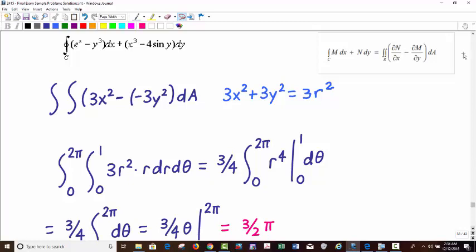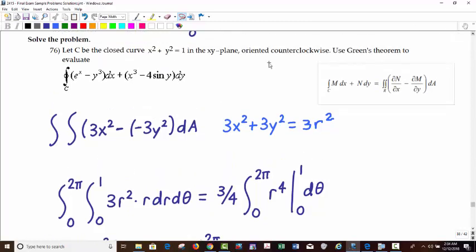And there's nothing in the problem indicating restrictions for x and y being positive, greater than or equal to 0. So you can assume it's the entire circle. So it's radius 1, so it goes from 0 to 1. And then 0 to 2 pi around the entire circle. So that part becomes 3r squared, and then you automatically have the r here, of course, r dr d theta. So you're actually integrating 3r cubed when you multiply them together.